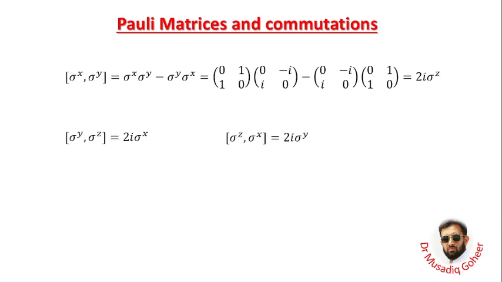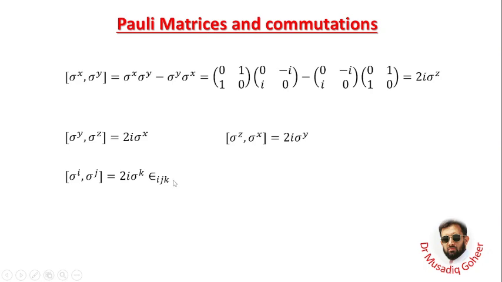Similarly, when we evaluate the commutator of sigma y and sigma z, it gives us 2i sigma x, and for sigma z and sigma x, it gives us 2i sigma y. This shows that the different Pauli matrices sigma x, sigma y and sigma z do not commute with each other, which means they have different eigenfunctions. In general, we can write this as: the commutator of sigma i and sigma j is equal to 2i epsilon ijk sigma k.